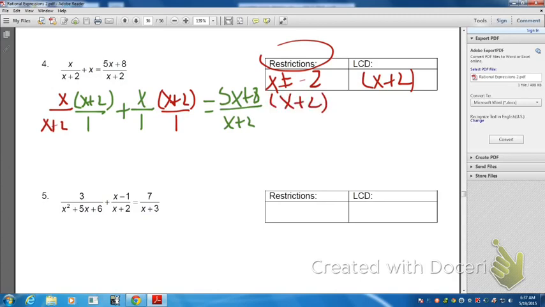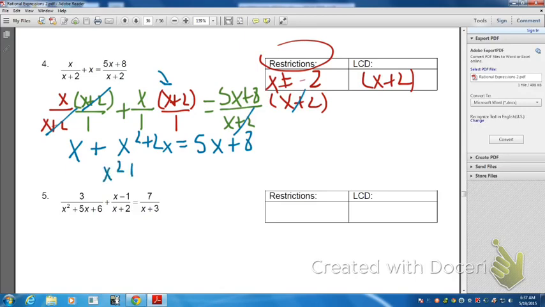Now let's go back and cancel out. X plus 2's will cancel here. All we'll have left is an x plus, no canceling here, so distribute your x. And that would give you an x squared plus 2x equals the 5x plus 8. The x plus 2's cancel. And that's all you have on that side is 5x plus 8. As we see here, we do have a quadratic. We have an x squared. I'm going to combine my like terms and kind of clean this up. I'm going to have x squared plus 3x equals 5x plus 8.